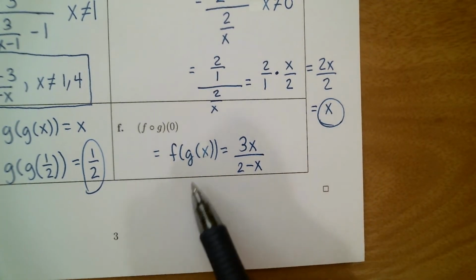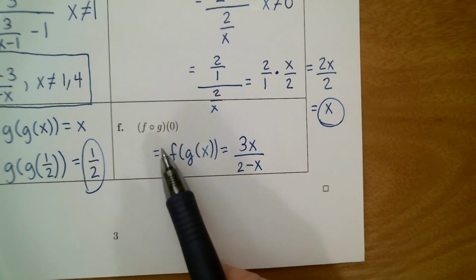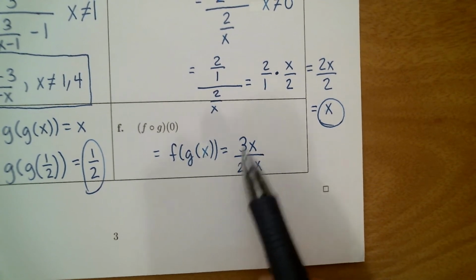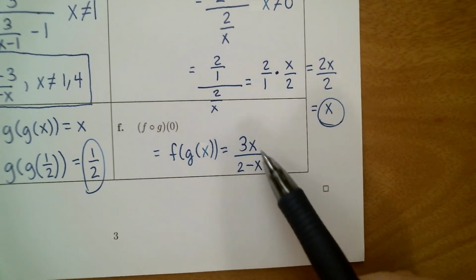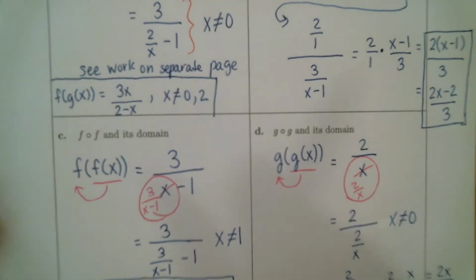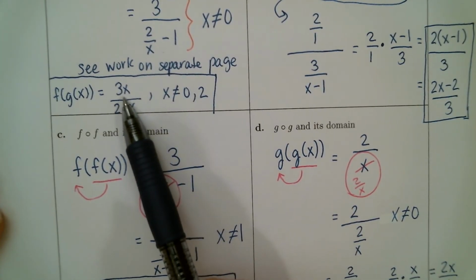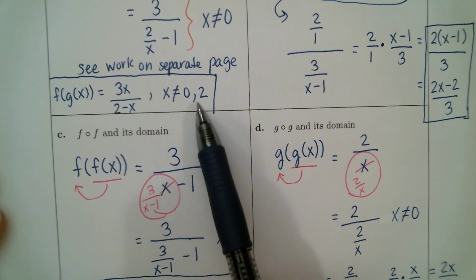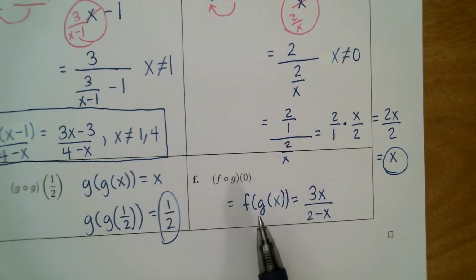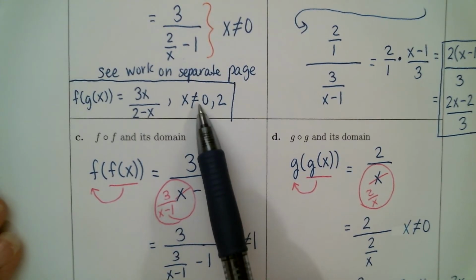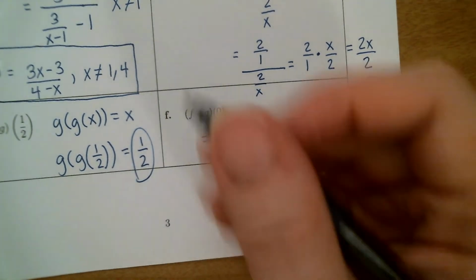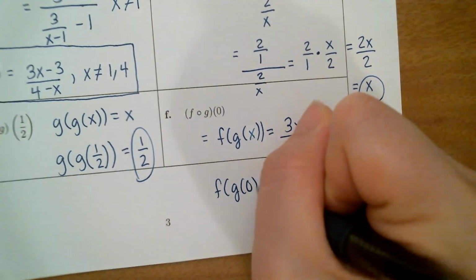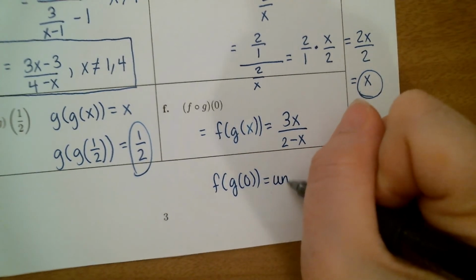So really, all you're supposed to do is plug in 0 for x, and remember, if you do that, you're going to get 0. But what you need to remember is look what happened when we found f of G of x. This is the formula, but you cannot plug in 0 or 2. So in part F, we're trying to plug 0 into f of G, but we know we can't plug in 0 because it's one of the bad spots. So all you need to write for this one is that f of G of 0 is undefined, because it was one of the bad spots.